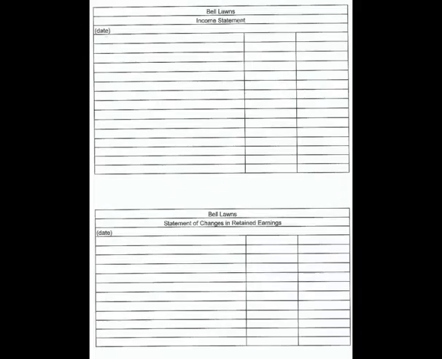Okay, so we have Bell Lawns, we have the name of the statement, and this is for the month of June, so we're going to write for month ended, or month ending, whichever you prefer. We're covering the month of June, and that month ends on the 30th. I'm forgetting what year. I'll just do 2015 because I don't know if I gave you the year or not.